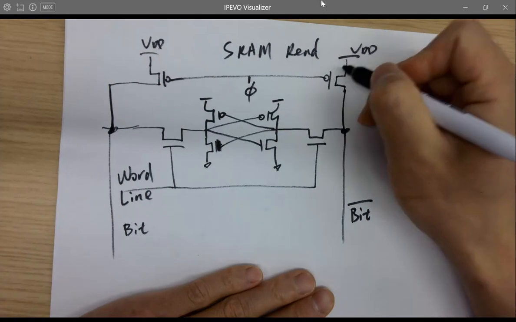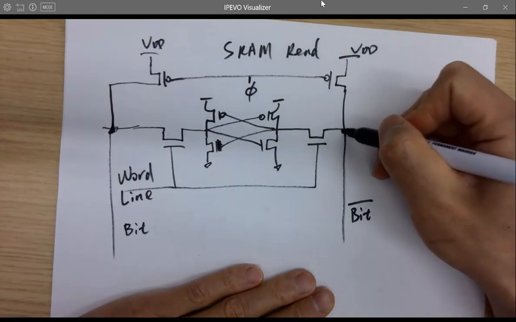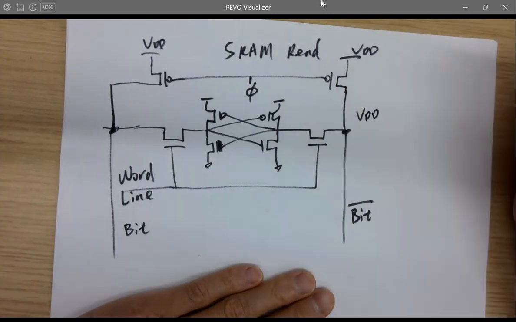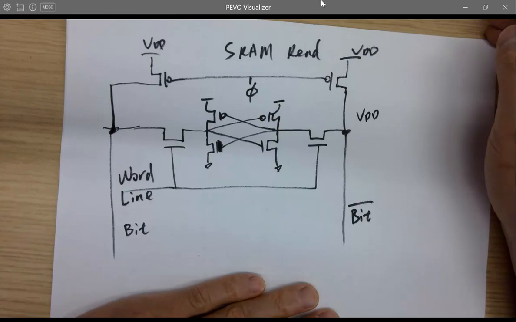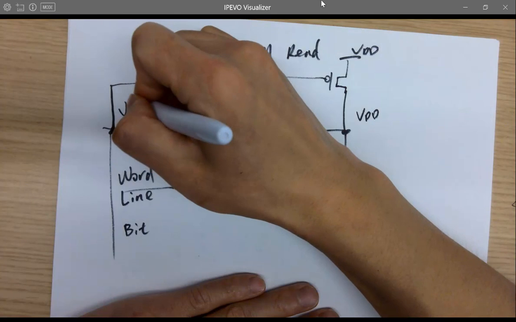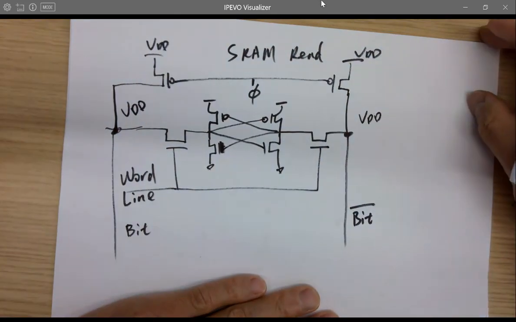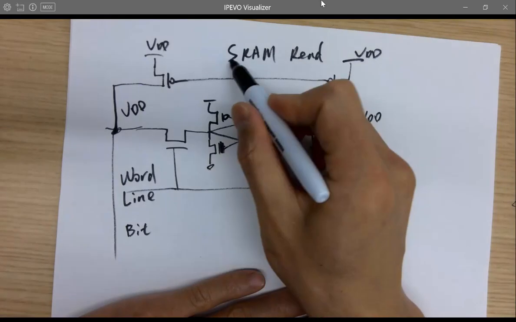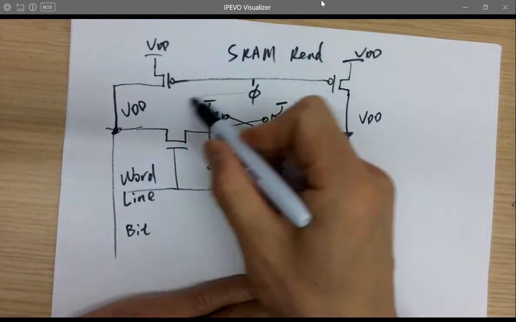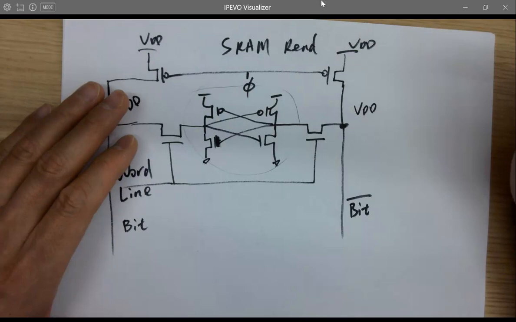So the reason we need a PMOS is to charge this point to VDD eventually. And why is that? So when we are reading, for this kind of circuit, we talked about it on Wednesday.